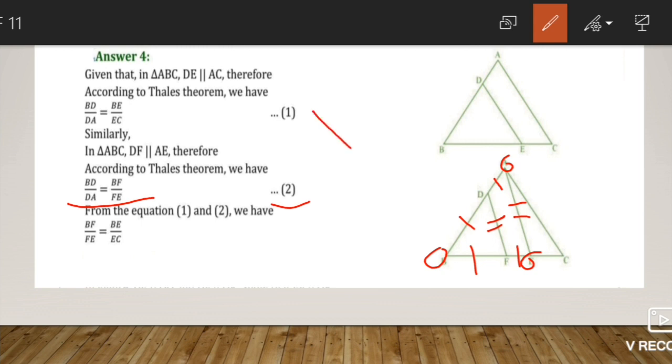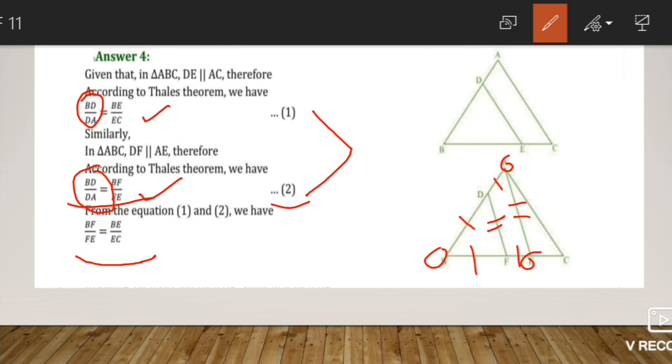Now if you combine equation number 1 and 2, as you can see here, the right hand side of both equations are equal, right? So you can say that BE by EC is equals to BF by FE. That's why BF by FE is equals to BE by EC. Okay, in this way you have to solve question number 4.